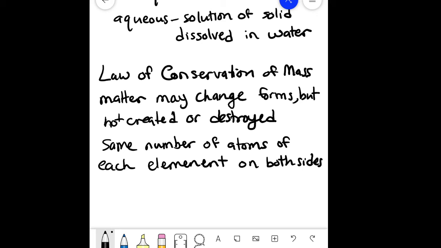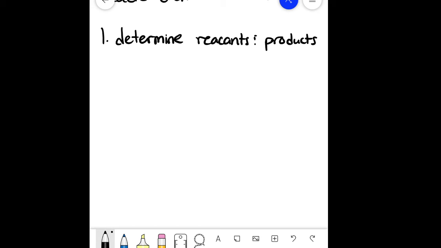So that's just important. That kind of explains why we have to balance these equations out, because mass can't be created or destroyed. So the steps to writing these, one is to determine the reactants and products. And so basically, you probably will be given the reactants, but in word form, so you need to write that into a chemical equation. And then either you'll be told the products, or a lot of times you'll have to come up with the products.